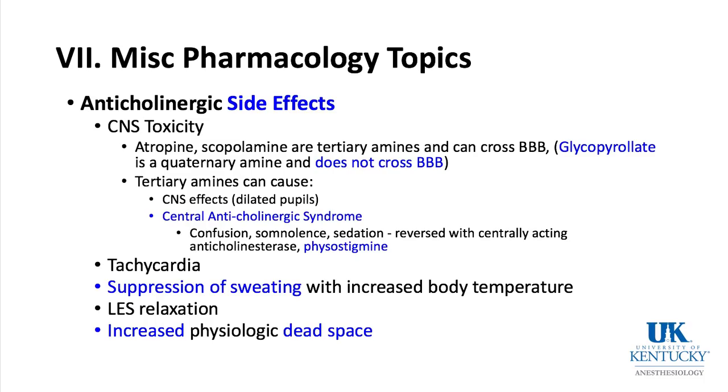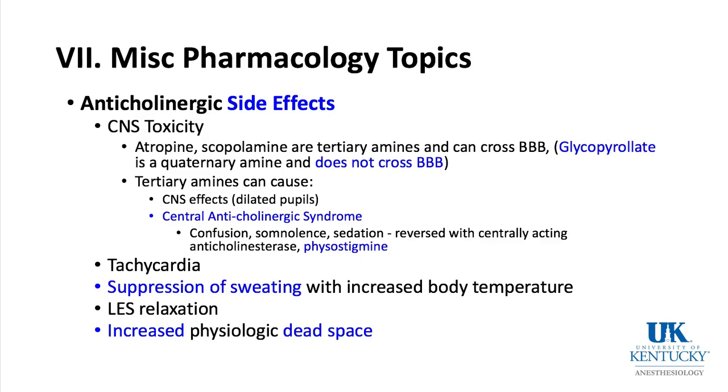Some miscellaneous pharmacology topics now. First one is anticholinergic side effects. Anticholinergics are drugs like atropine, scopolamine, and glycopyrrolate. Atropine and scopolamine are tertiary amines, NH3, they're uncharged. Uncharged molecules can cross the blood-brain barrier and have an effect in the brain. Glycopyrrolate is a quaternary amine, NH4+, charged, does not cross the blood-brain barrier.